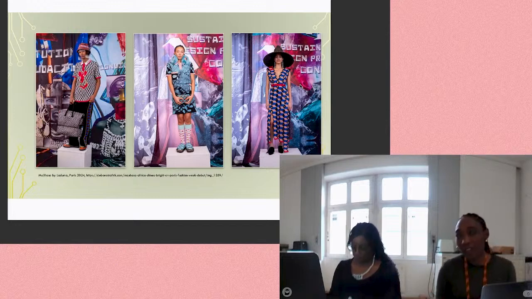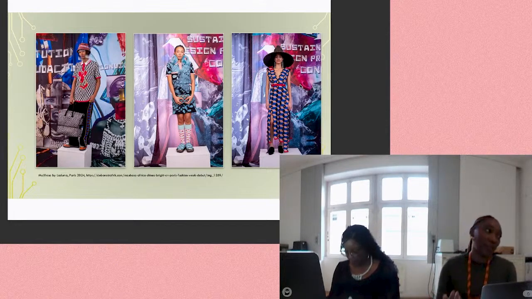Afropolitan is fashion that is created for anyone in any part of the world who likes to enjoy and have a piece of fashion that looks African but can be worn by anyone.